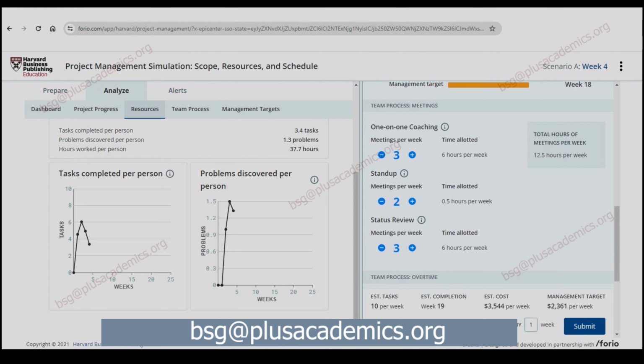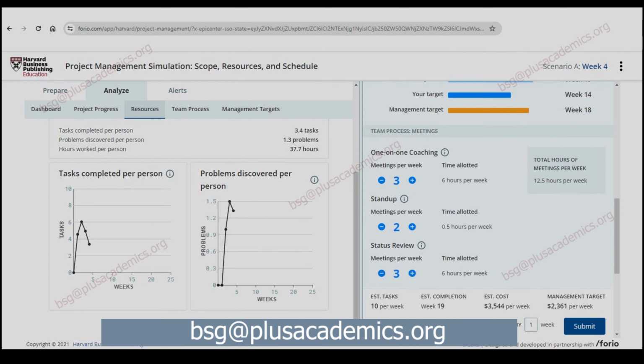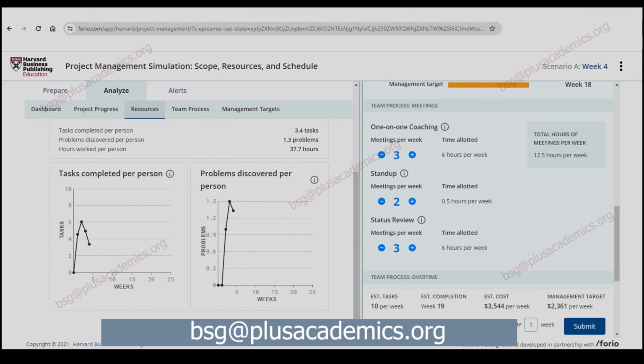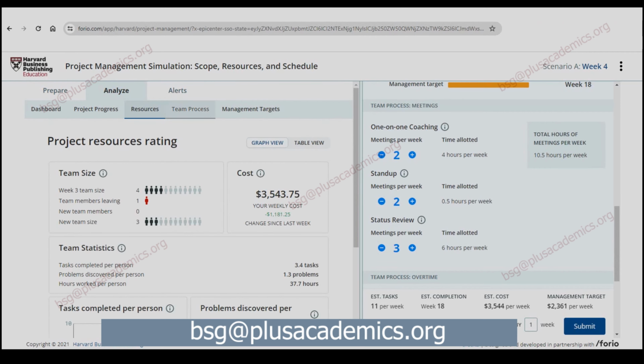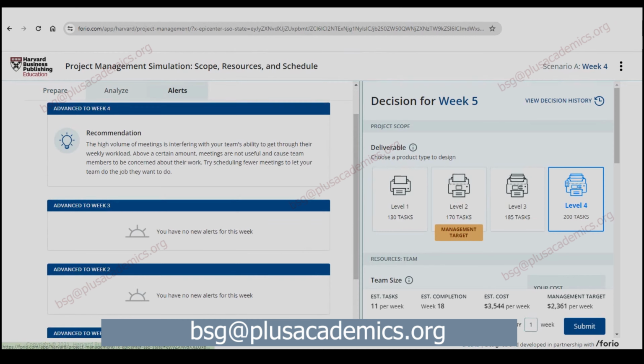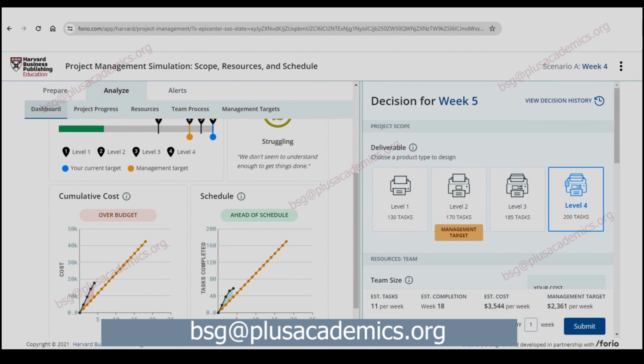So problem discovered per person is 1.3, task completed per person 3.4, hours worked times that 7.7. Okay, let us increase to 17. And then, so what was the problem? So alerts, they're saying, okay, analyze. We don't seem to understand enough to get things done.